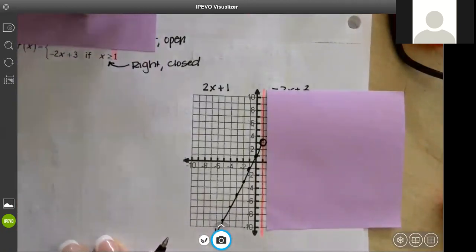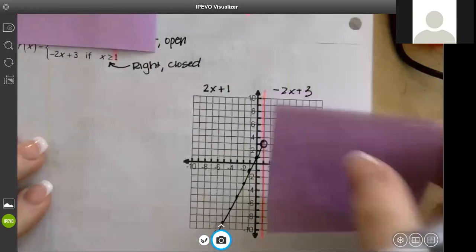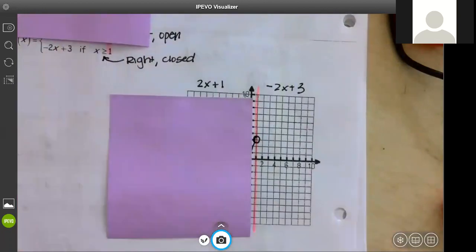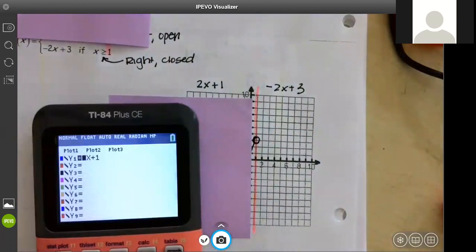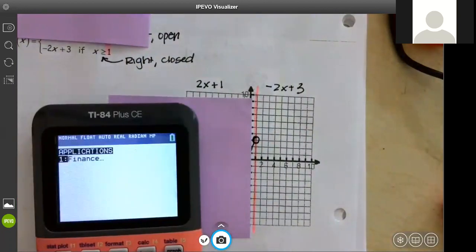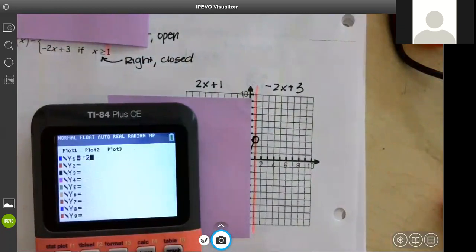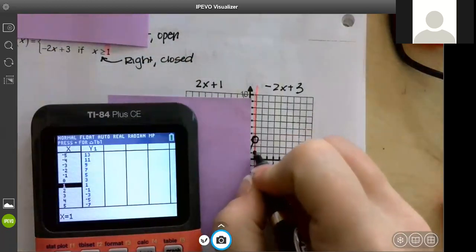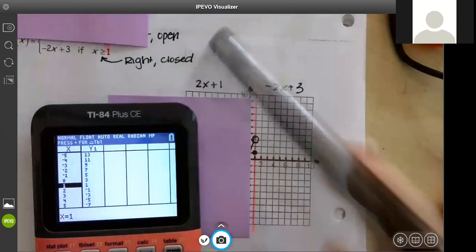We're going to look at the bottom one now. We're going to graph it on the right side. So I'm going to use my calculator again. Negative 2x plus 3. And I'm going to go to my table. The boundary point is at 1, and it's (1, 1). And it's closed. Okay, boundary point is closed.